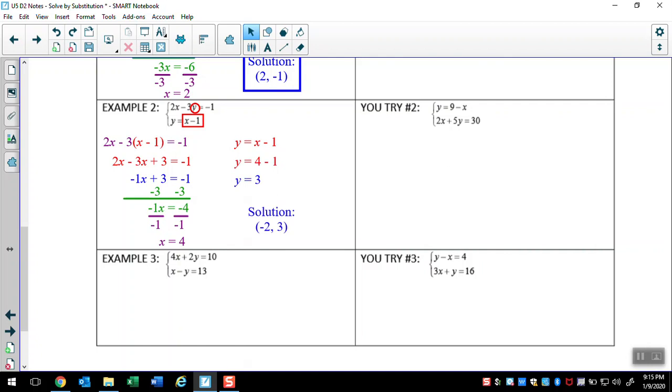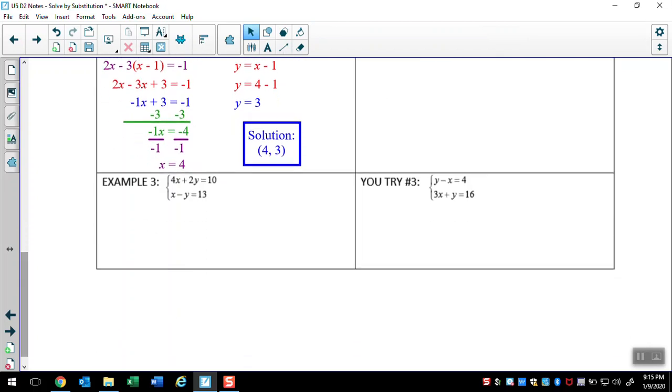Whoops, I forgot to fix this one. I had a mistake earlier, and I fixed it except for this one piece. There we go, now it's fixed. And there's our solution. All right, one more, and then you're going to do the last 3 problems on your own. So here we go.